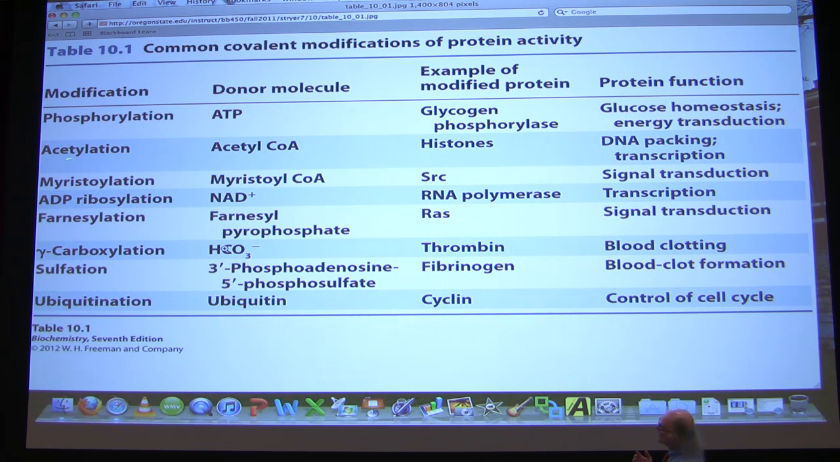These are different modifications that can occur inside of a cell. Phosphorylation, acetylation, meaning putting on an acetyl group, myristoylation, putting on myristic acid, and so on. Okay? I'm not giving you this table to give you something to memorize, but I do want you to be aware that there's many different kinds of modification to proteins that can occur.